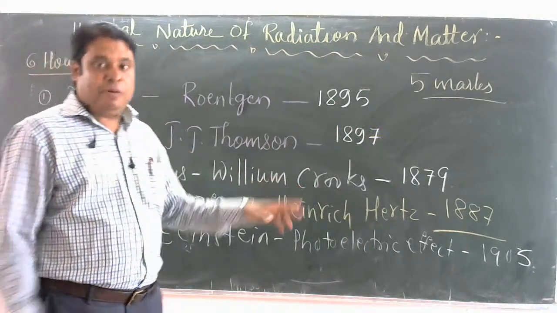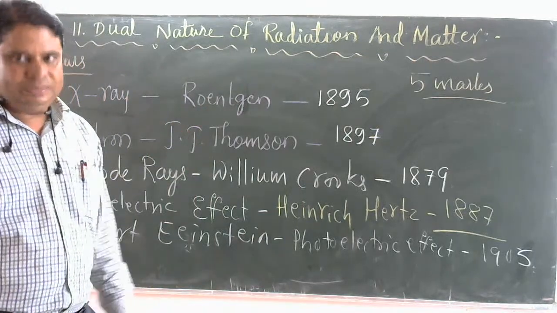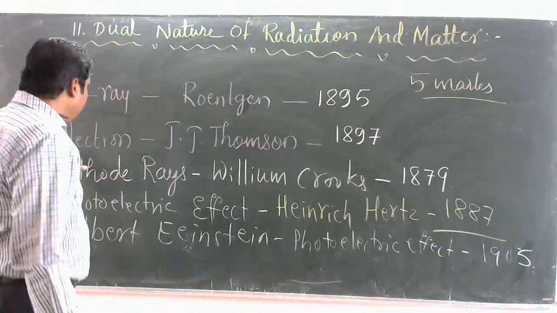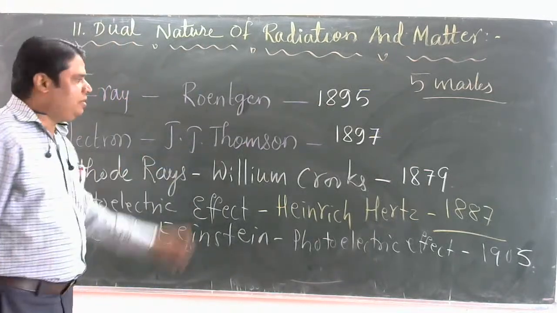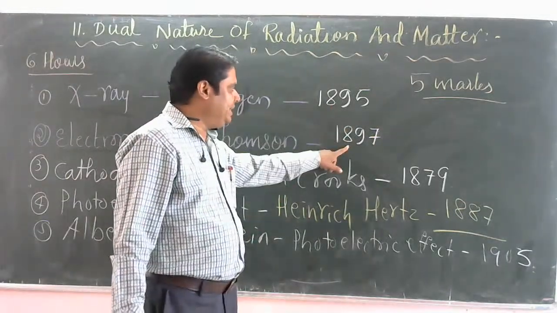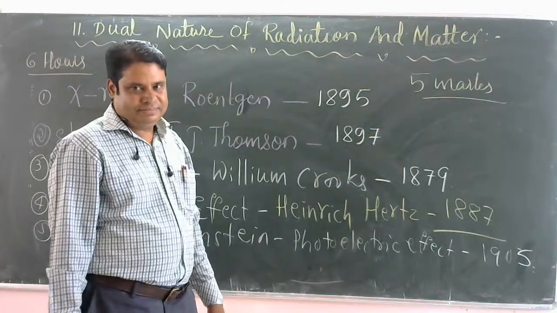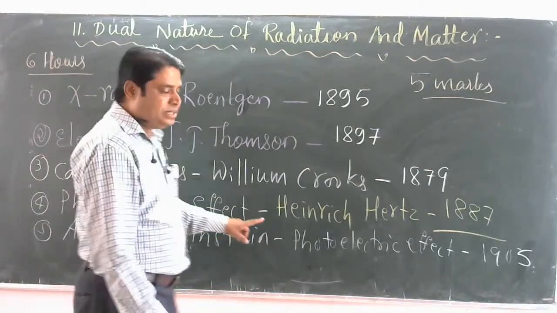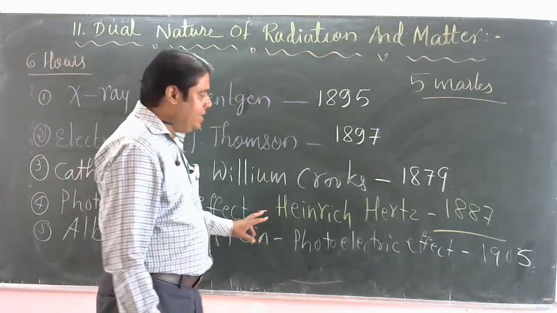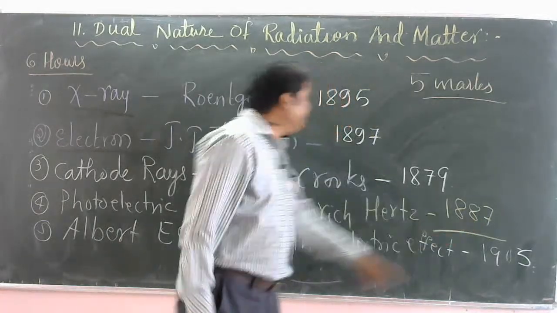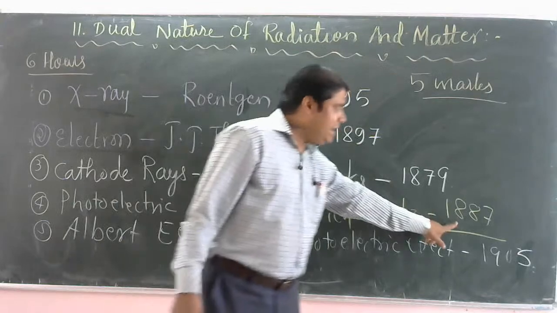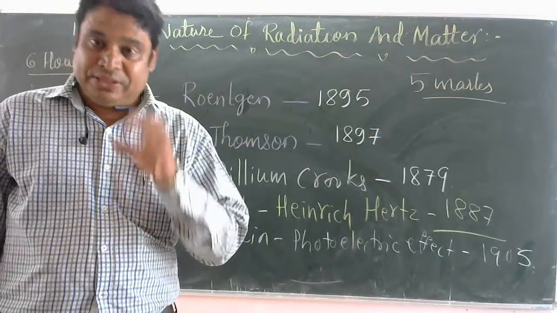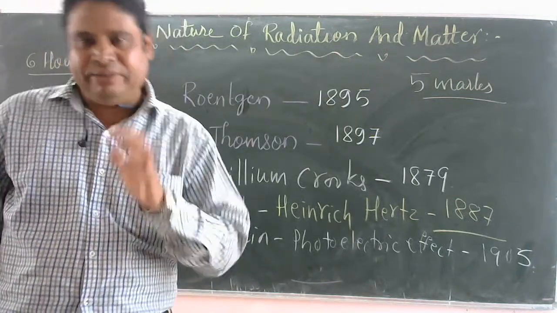J.J. Thomson proposed a theory, a model. We have to study the model in the next chapter, chapter number 12, where he discovered the electron 2 years later, in 1897. At the same time, see here, the photoelectric effect was observed by Heinrich Hertz in 1887. See the year, 1887. Early in 1887, Heinrich Hertz observed this photoelectric effect. What is the photoelectric effect? We will discuss it later.